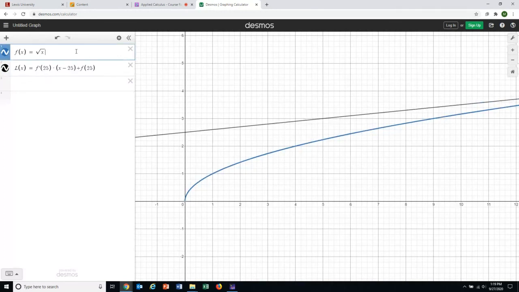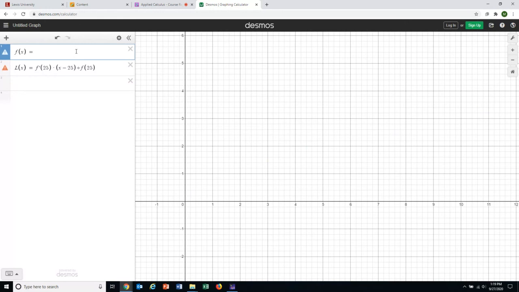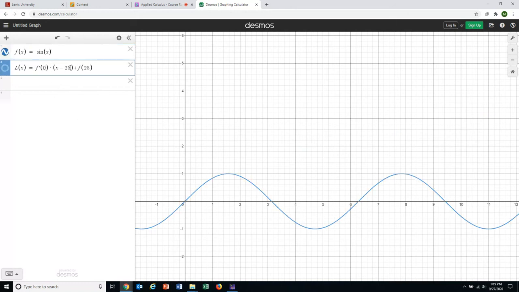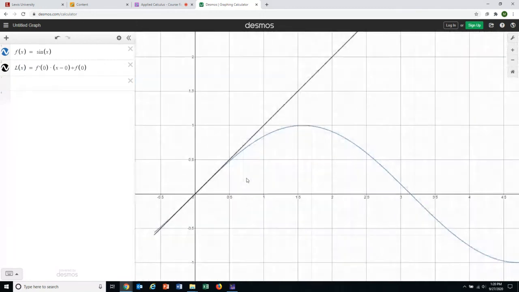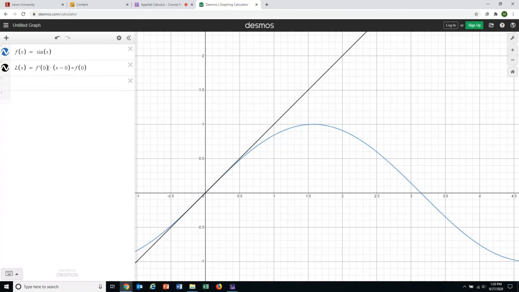While we're here, we could replace this with, say, sine of x. We know our sine function is what we have. We don't want this black line yet because that doesn't quite mean anything. We wanted to approximate around 0, so let's see what our graph would look like. If we put our black line back on, the blue function is sine, and this black line is that linearization. Because the derivative is 1 and the sine value is 0, this is really just the line y equals x.